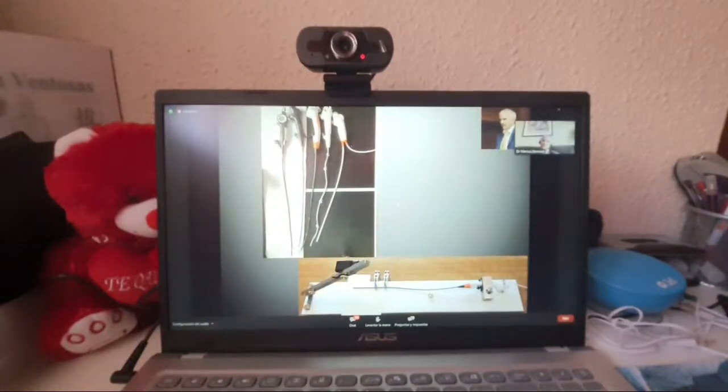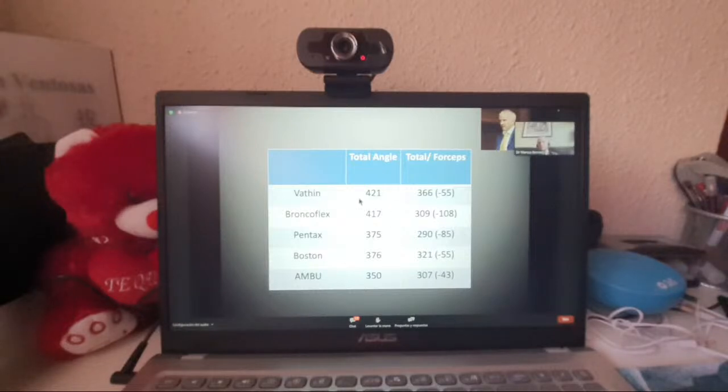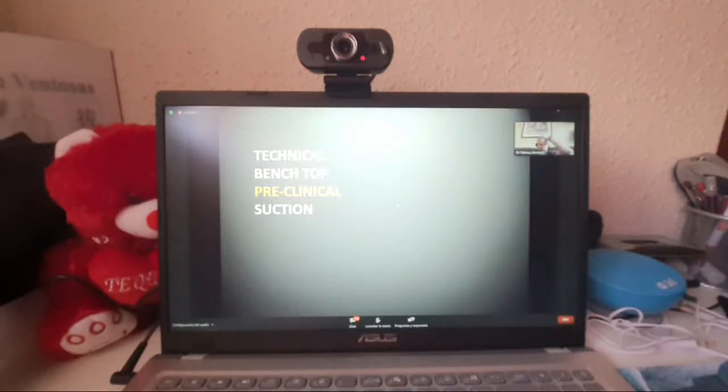So we tested these benchtop, looking at flexion and extension. These are the total angles from flexion to extension, so total flexion and total extension of the tip. The Vatten scope had the highest flexion to extension, but you can see there's significant loss once you get the forceps out. In the second column, you can see the losses in flexion and extension with the forceps out. Vatten still preserved a good flexion extension. The Boston had the least loss, and there's not much difference between flexion extension with and without the device out. The Ambu and the Pentax really lose it, I would say, and Bronchoflex have poor flexion extension with the forceps out, and that's important to us when we're trying to get into certain areas.